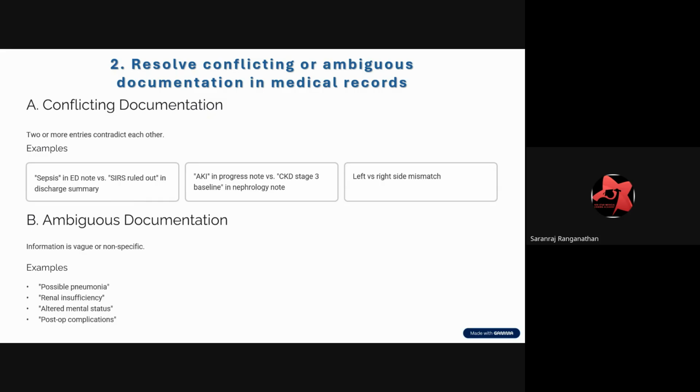Then the second thing, one more example: AKI and CKD. AKI is acute kidney failure, whereas CKD is chronic kidney failure stage 3. If you see, both are conditions that happen in the kidney, and what it is going to do is make sure your kidney function is lost, which means it is going to be reversible.